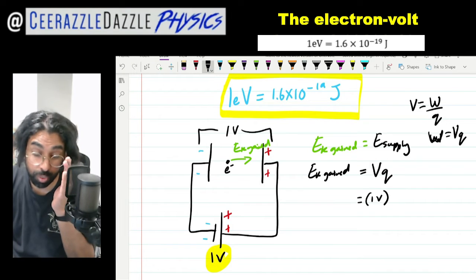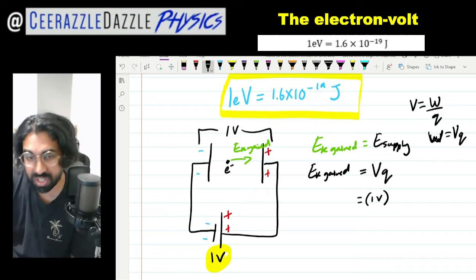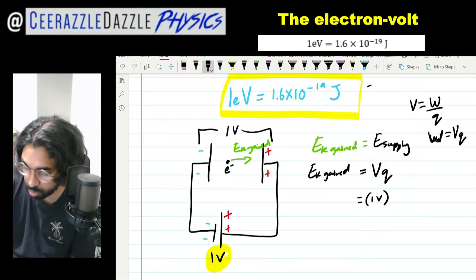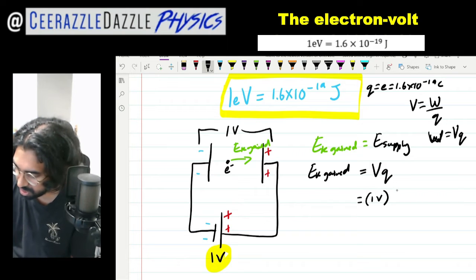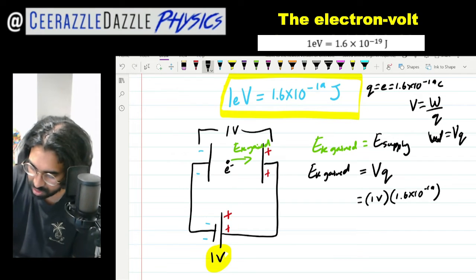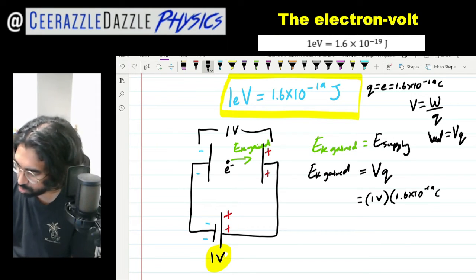What was the charge? What is the charge in question? Well, the charge in question is the electron itself. So Q is the charge of the electron, charge E, which is equal to 1.6 times 10 to the minus 19 coulombs. So we can put that into here. So this becomes 1.6 times 10 to the minus 19 coulombs over there.